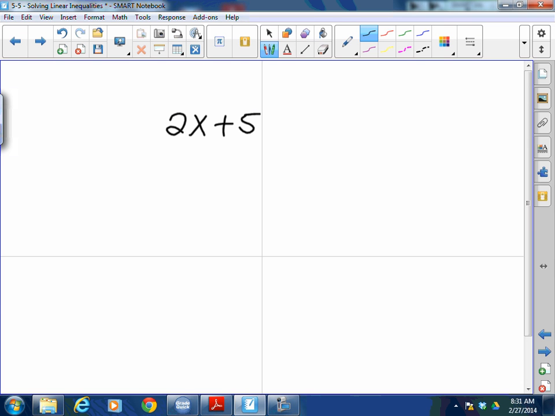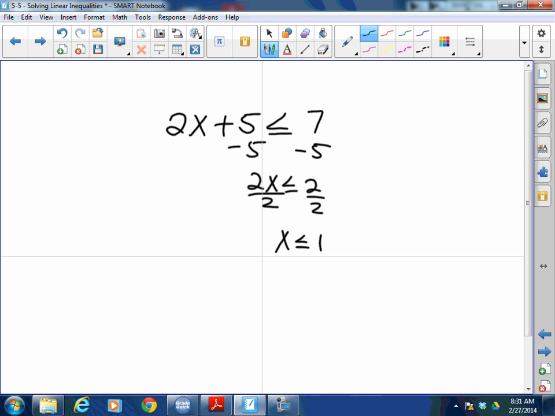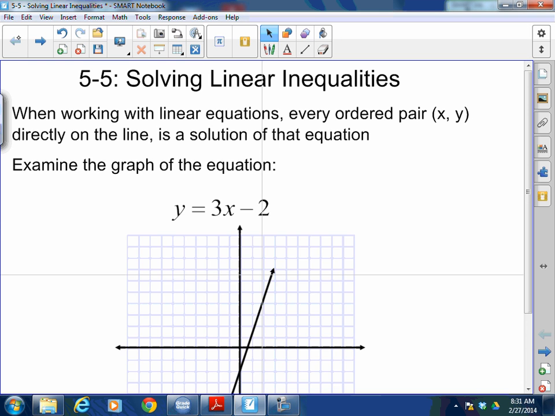2x plus 5 is less than or equal to 7. Subtract 5 from both sides. I got 2x is less than or equal to 2. Divide by 2. X is less than or equal to 1. Then we had my 0, we had my 1. It's less than or equal to, so it's a closed circle shaded to the left. That's just an inequality. What's the difference between an inequality and a linear inequality, my friends?